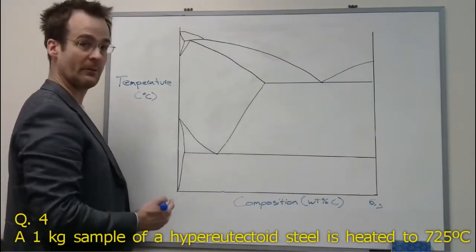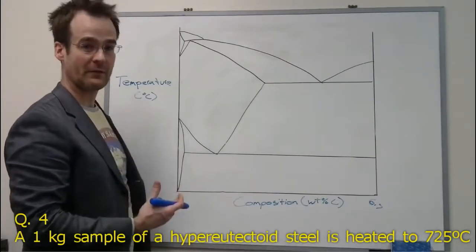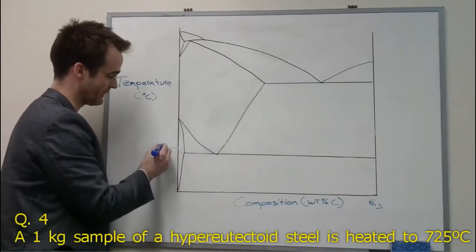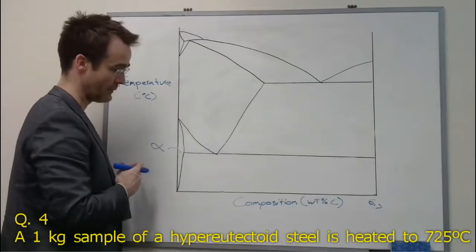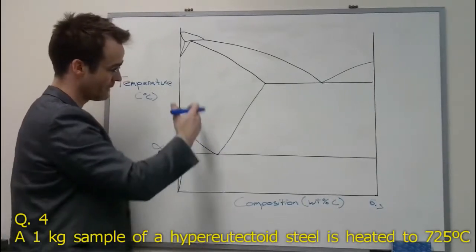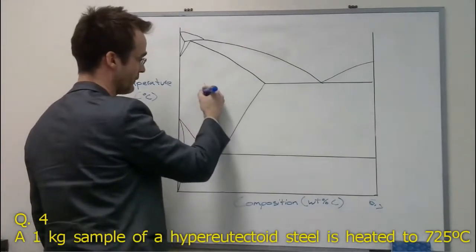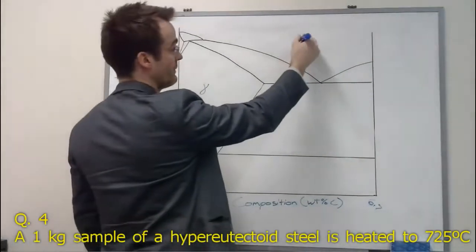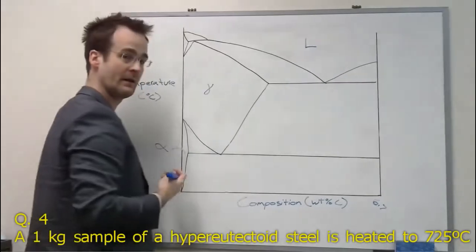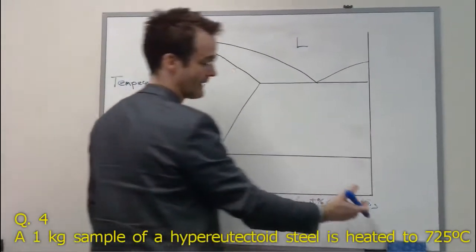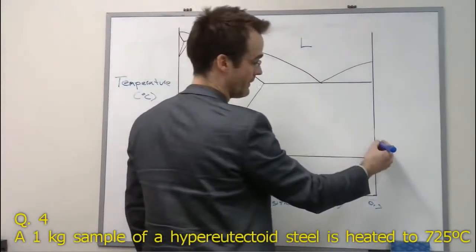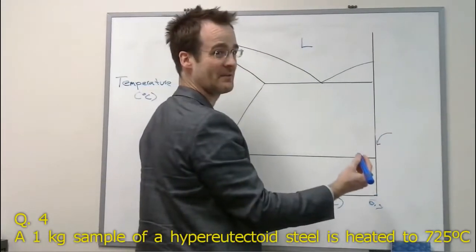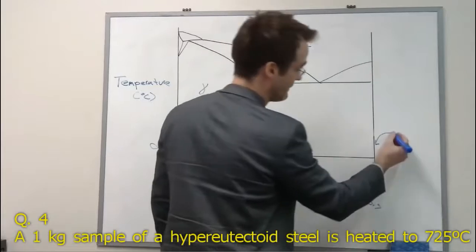So next thing we could do is actually label the single phase fields. On the far left, we have the single phase alpha region. At a little bit higher temperatures, we have single phase gamma. Even higher temperatures, we have the liquid. And on the extreme right, at 6.7 weight percent carbon, we have the intermetallic Fe3C, or cementite.